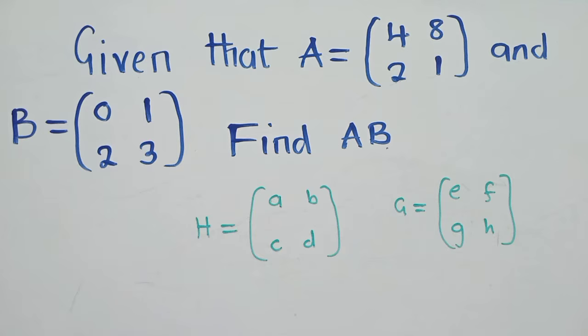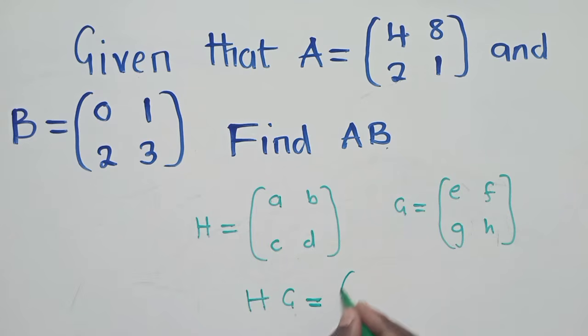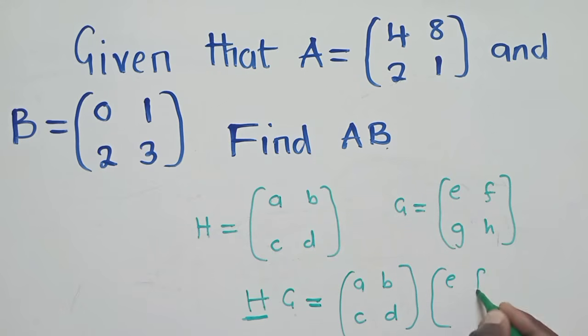Now, when you are given HG, find HG, it means they want you to multiply this matrix by this. Of course, you write it like this. You start with the matrix that is right here, and you put the other matrix this side. Hopefully, you can see the order. The way it is here, that's the way it must be this side.